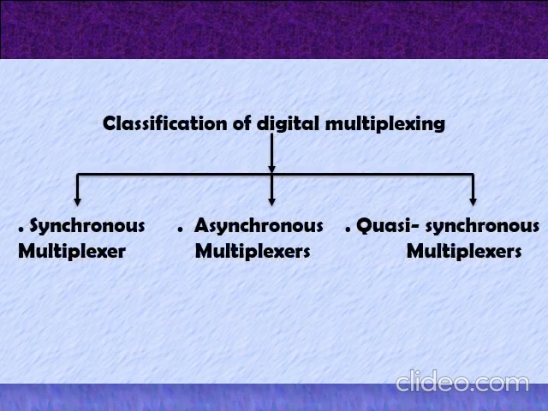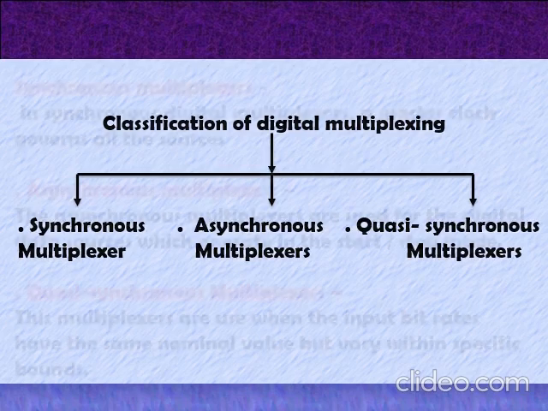Next, we see the classification of digital multiplexing. The various digital sources that are to be multiplexed will have different bit rates. In practice, the bit rate variation poses the most serious design problem and leads to three categories of multiplexer as under. The first type is synchronous multiplexer, the second one is asynchronous multiplexer, and the third one is quasi-synchronous multiplexer.